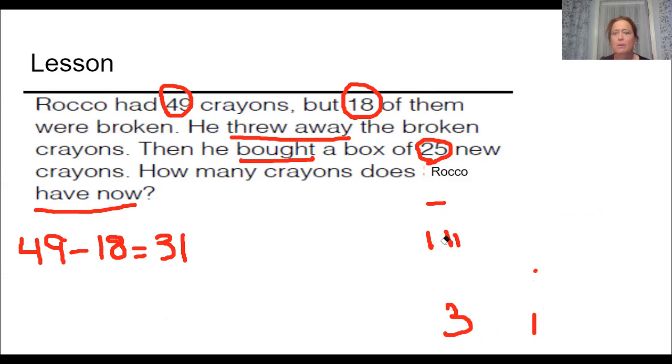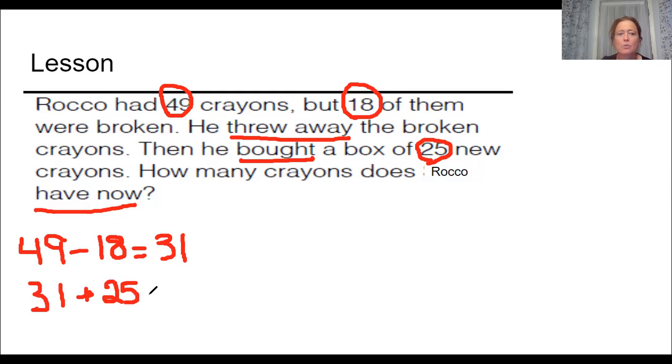So I'm going to erase my work from the last one, okay? And now what do we need to do? Let me grab my pen. Now we need to take that 31 that he's got after he threw away all of those broken crayons, and we're adding the number 25 to it because he's buying 25 new crayons. So we're saying, how much does he have now after he had 31 and added 25 to it?